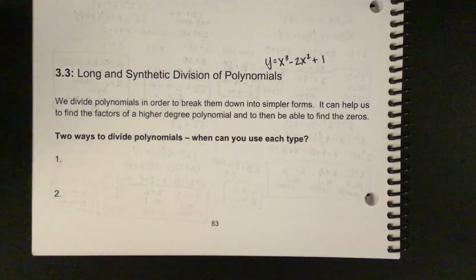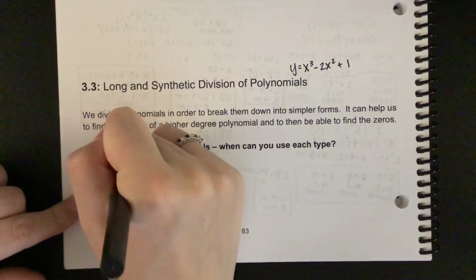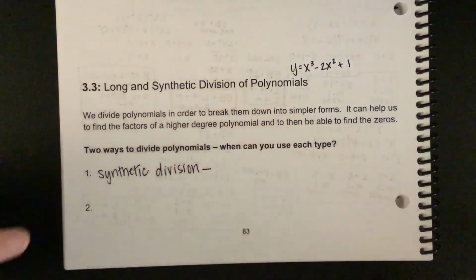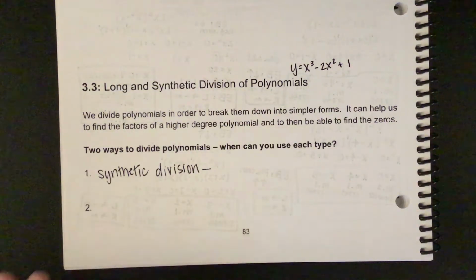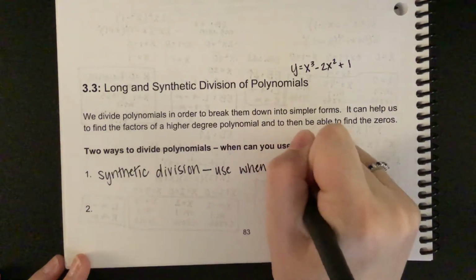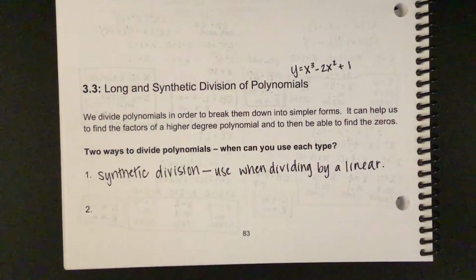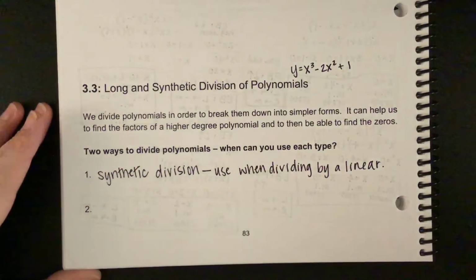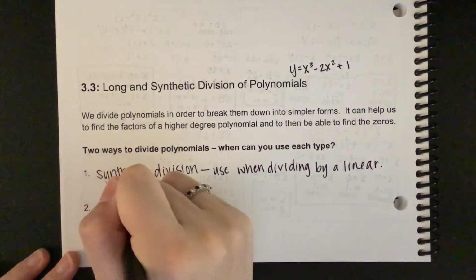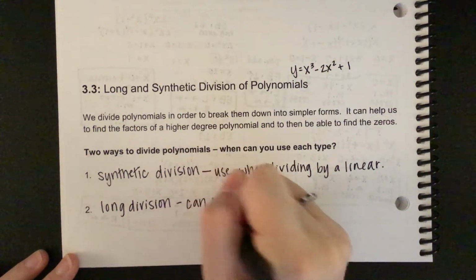So there are two ways to divide polynomials. The first way is synthetic division. And we can use this when we're dividing by a linear polynomial. Use when dividing by a linear. And we can only use synthetic division when we have a linear. If we are dividing by a quadratic or a cubic or anything else other than the linear, then we have to use the other one, which is long division. Long division can be used in any circumstance.